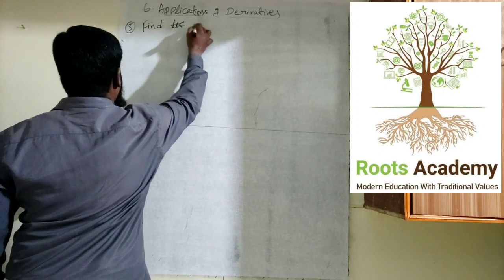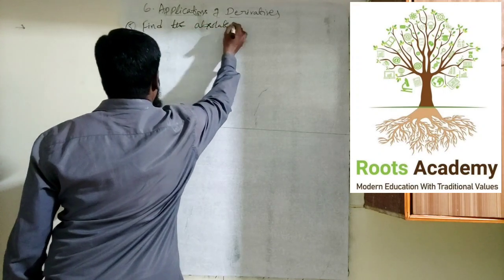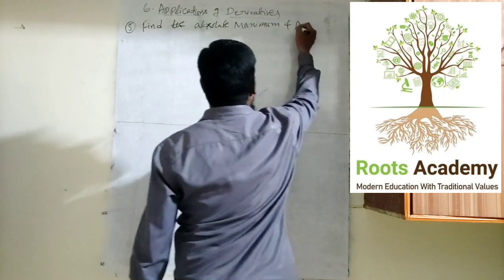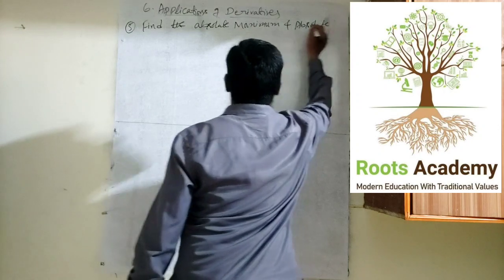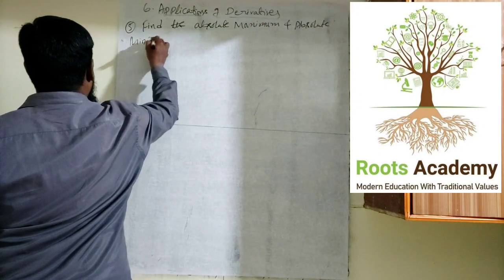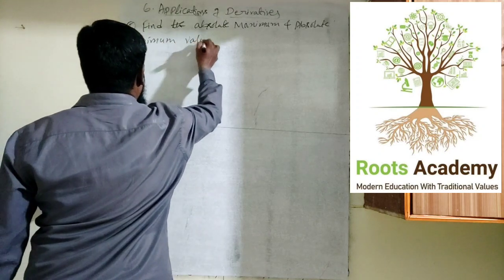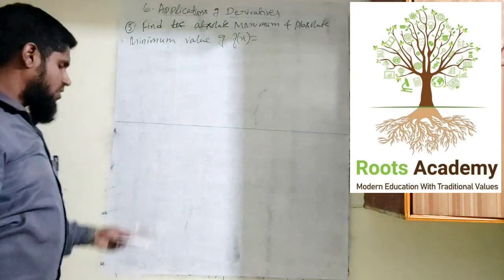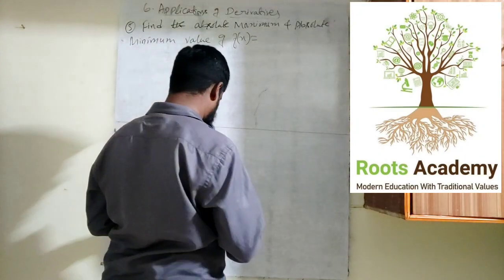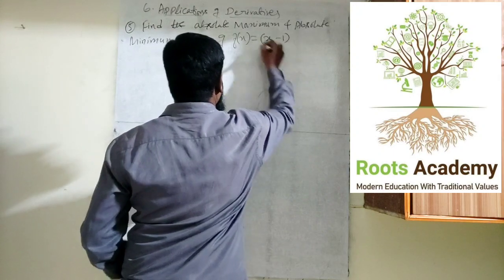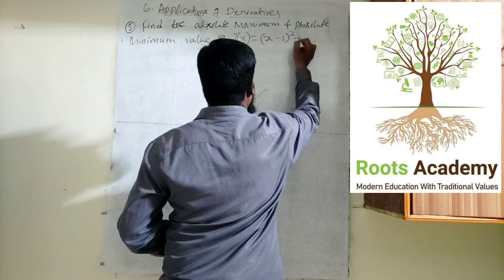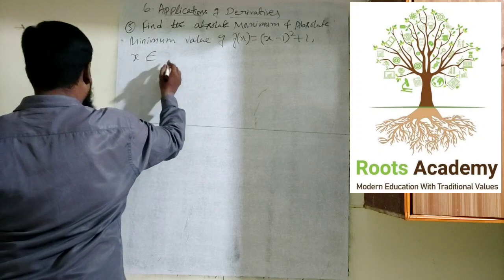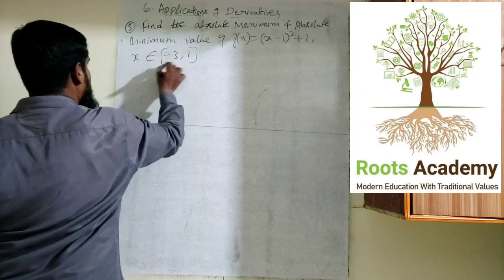Find the absolute maximum and absolute minimum value of the function f of x is equals to (x minus 1) whole square plus 1, where x belongs to [minus 3, 1].